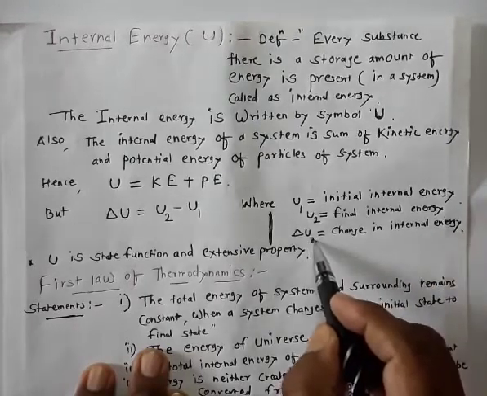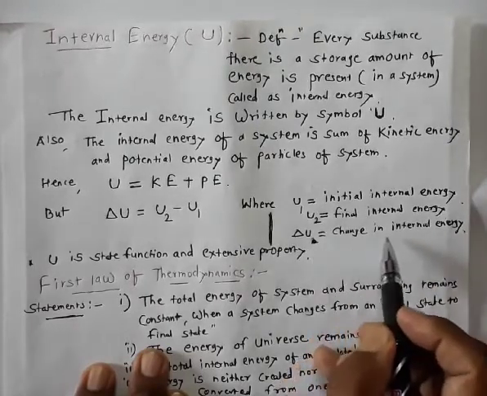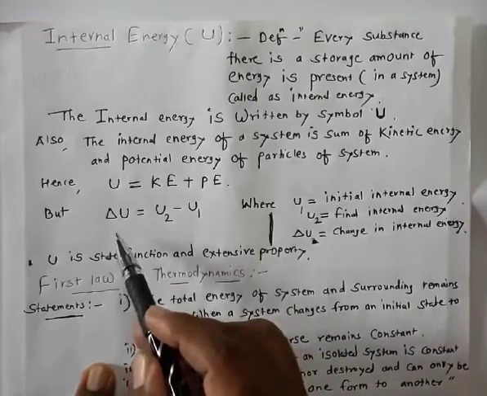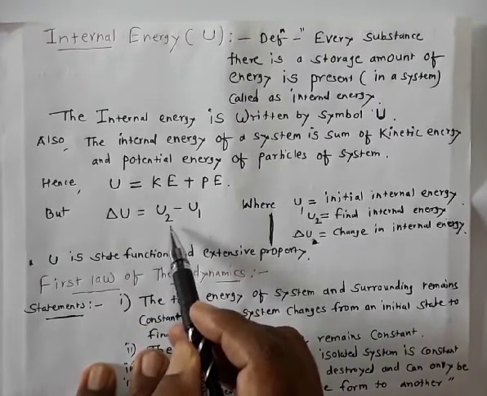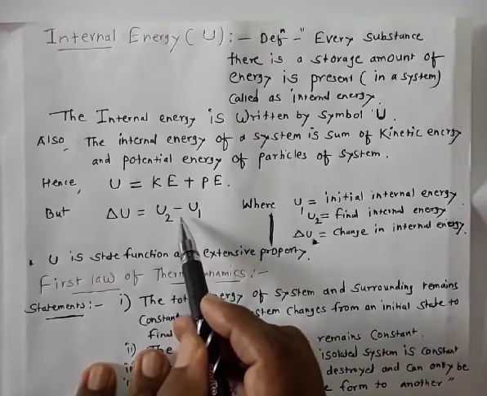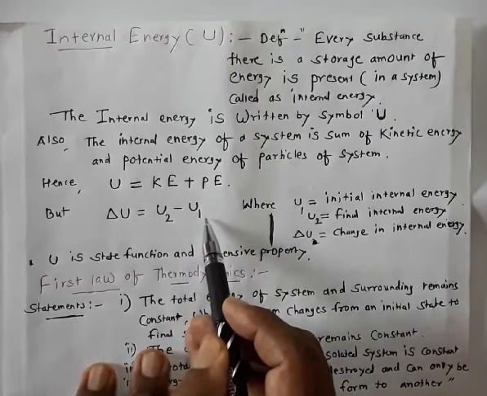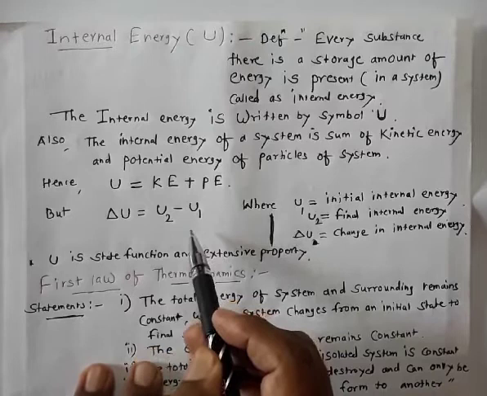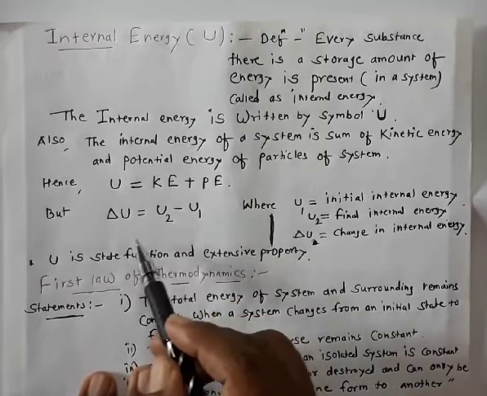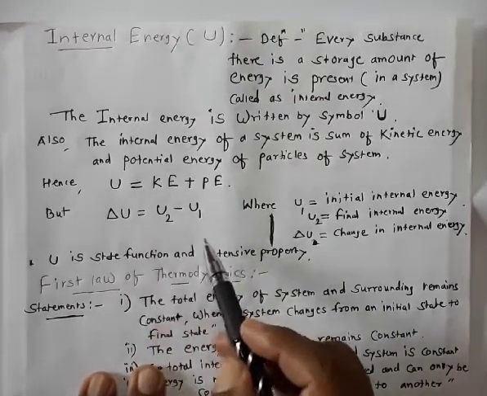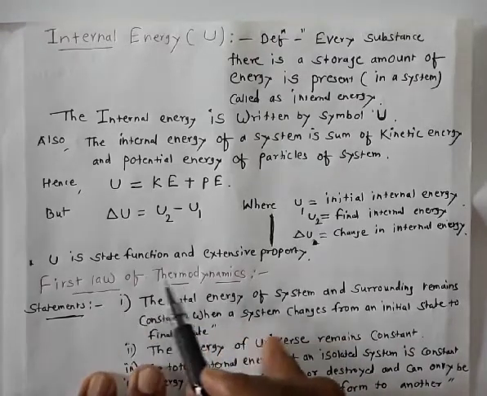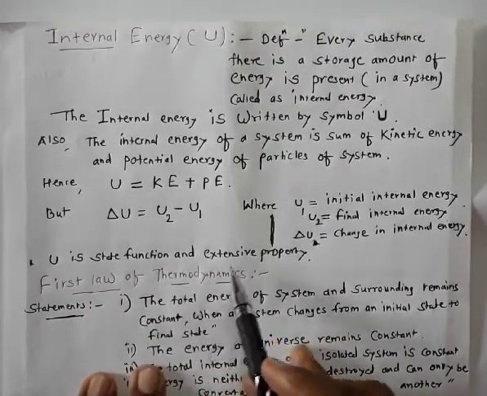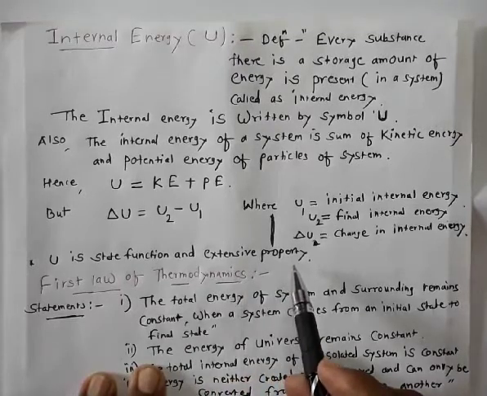So delta U means the change in internal energy. How is the change in internal energy calculated? Final internal energy minus initial internal energy. In this way delta U can be calculated using the formula. Now, U is a state function, and it is also an extensive property.